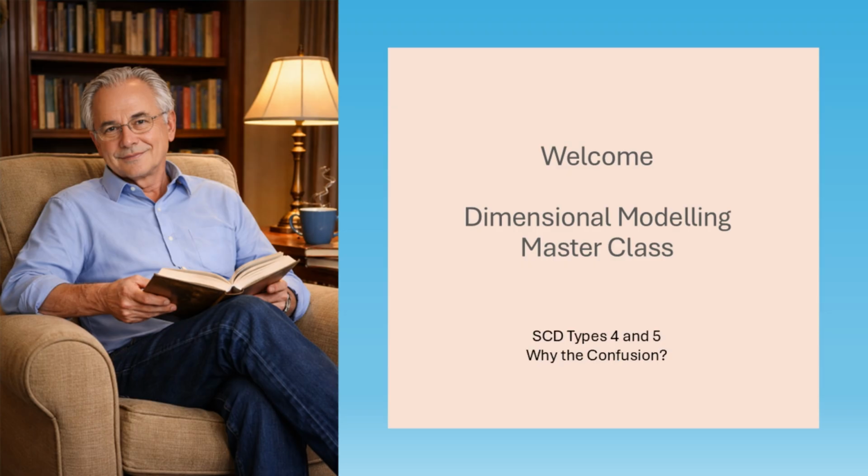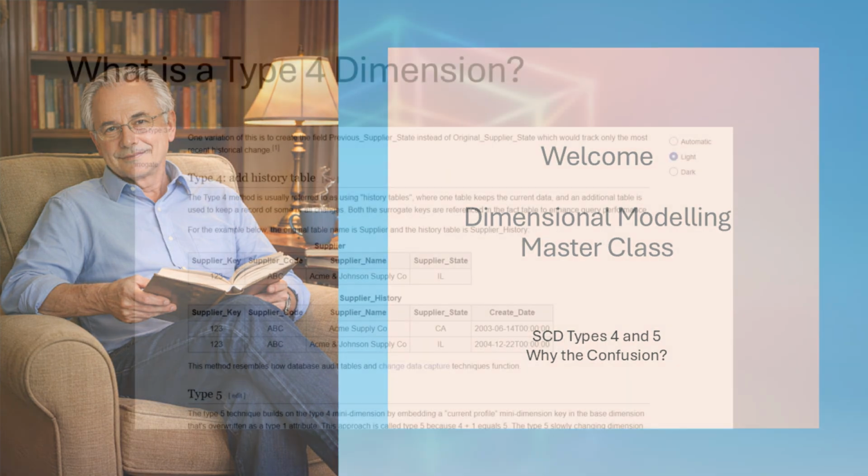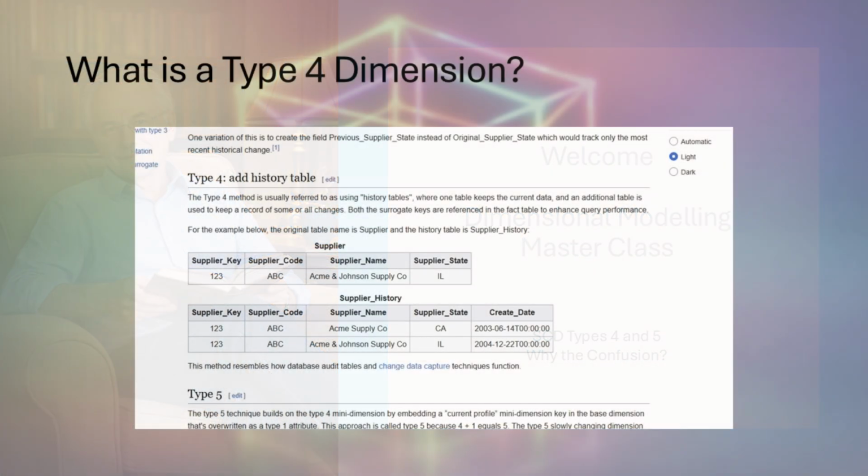In this episode, I discuss slowly changing dimensions, Type 4 and Type 5. It uncovers confusion over the purpose of what the dimension types are and how the methodology is for relational databases. WIKI needs to get its act together.